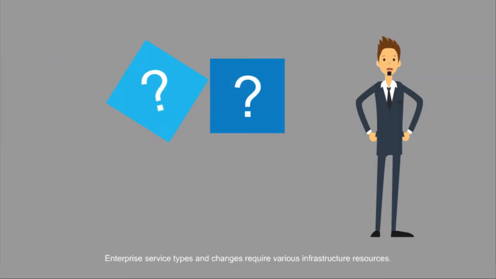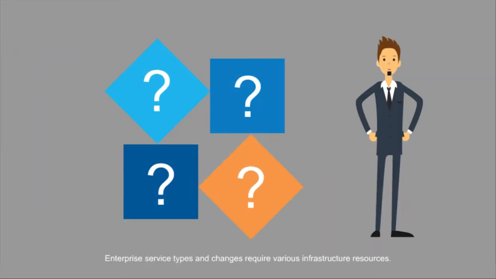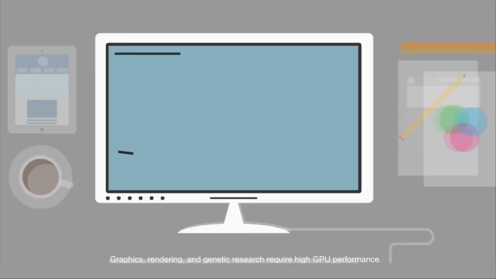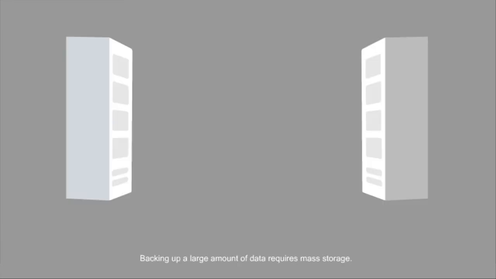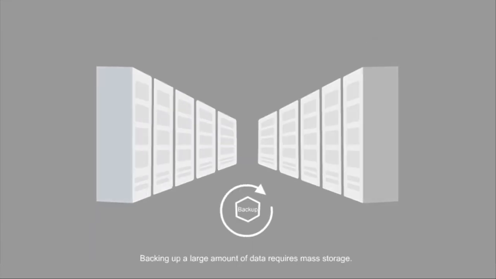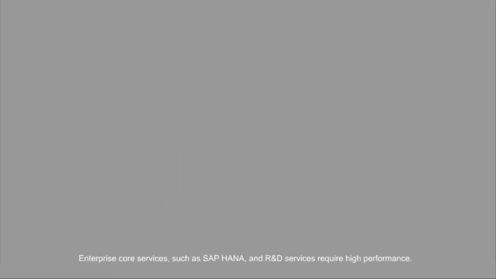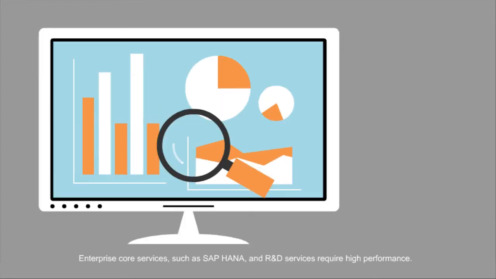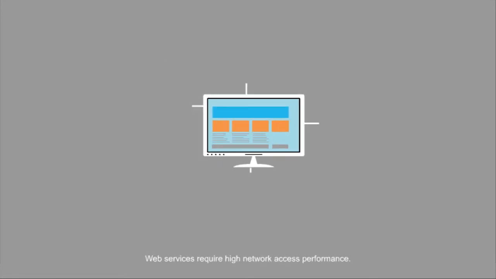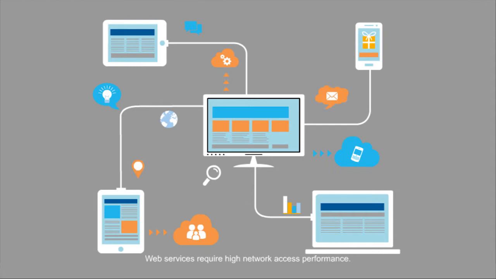Enterprise service types and changes require various infrastructure resources. Graphics, rendering, and genetic research require high GPU performance. Backing up a large amount of data requires mass storage. Enterprise core services such as SAP HANA and R&D services require high performance. Web services require high network access performance.